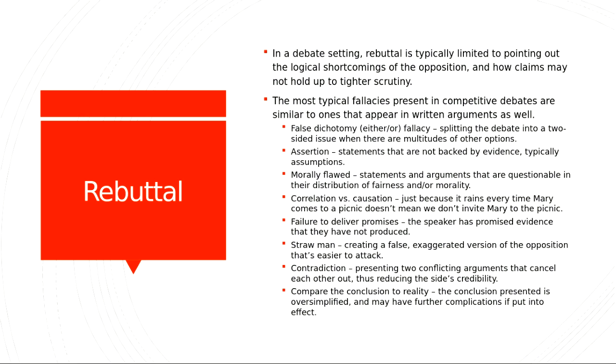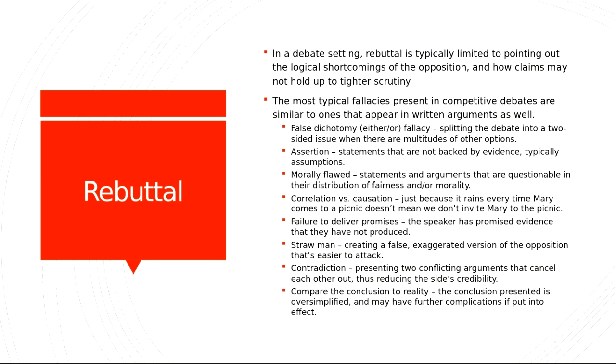Failure to deliver promises: the speaker has promised evidence that they have not produced. Again, something that you would rarely see in a written argument, but I thought I would include it nonetheless because it's actually an interesting plan of attack against the opponent. It's like you said, your opponent said that if this happened, then everything would be butterflies and happiness, and everything turned into smog and raw sewage. They failed to deliver their promises.